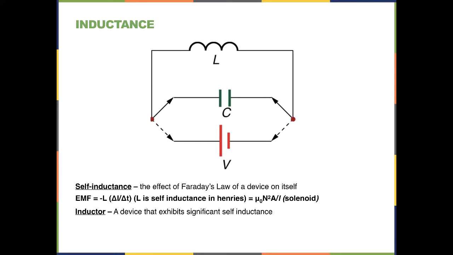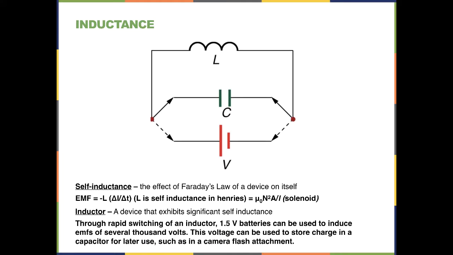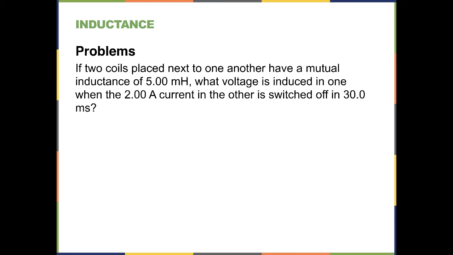An inductor is a device that exhibits a significant amount of self-inductance. When you rapidly switch an inductor on and off with 1.5 volt batteries, it was shown to induce EMFs of several thousand volts. These voltages can be used to store charge in a capacitor for later, such as the camera flash attachment. Two coils placed next to each other have a mutual inductance of 0.5 of a millihenry. What voltage is induced in one when a 2 amp current is switched on and off over 30 milliseconds?